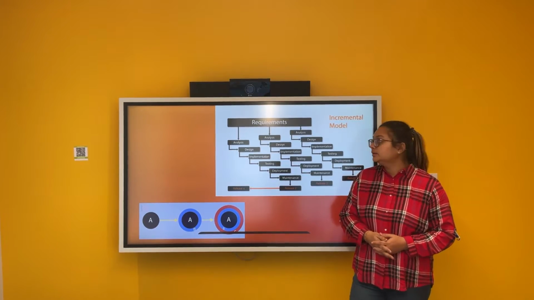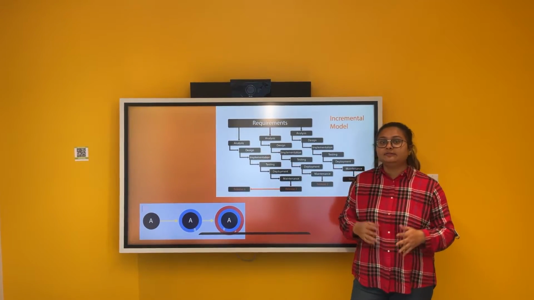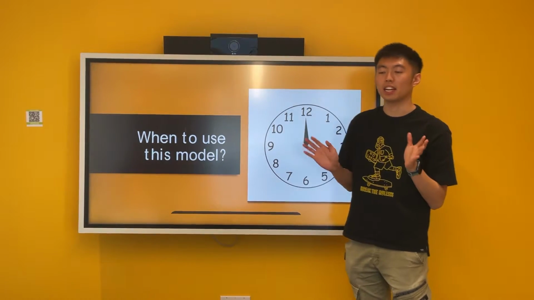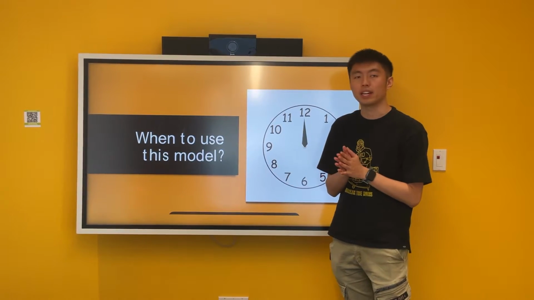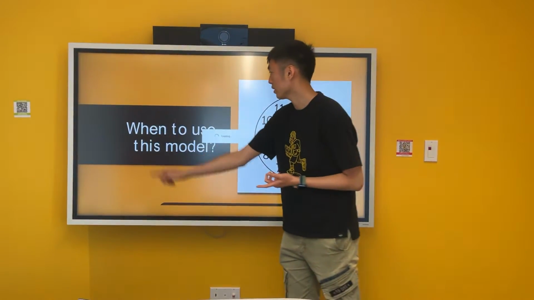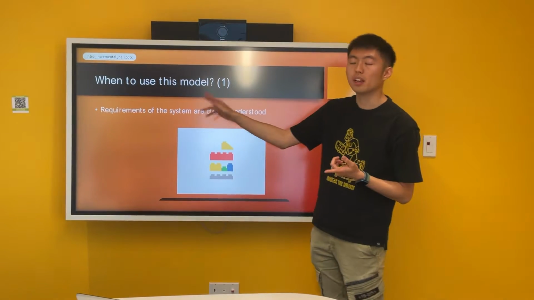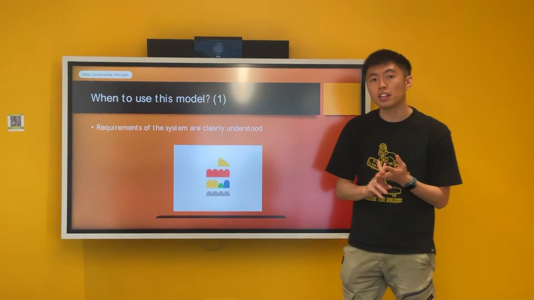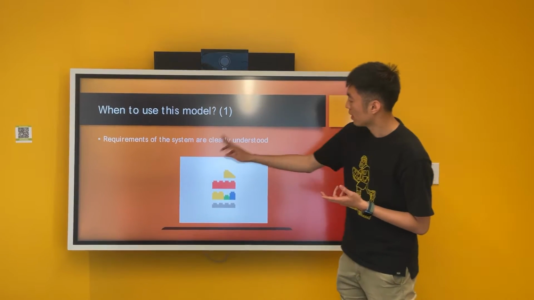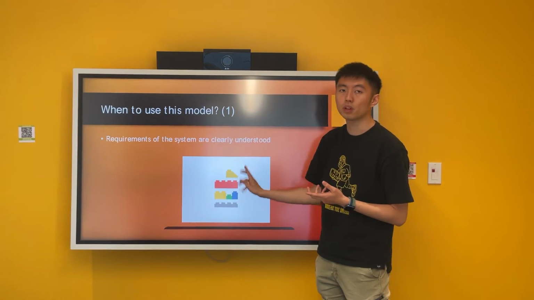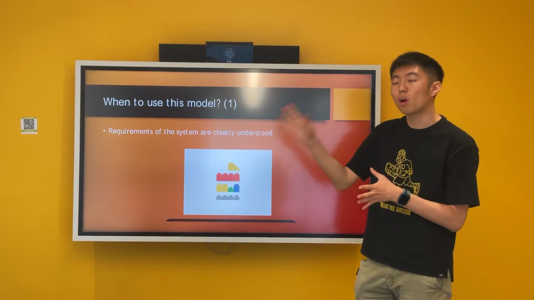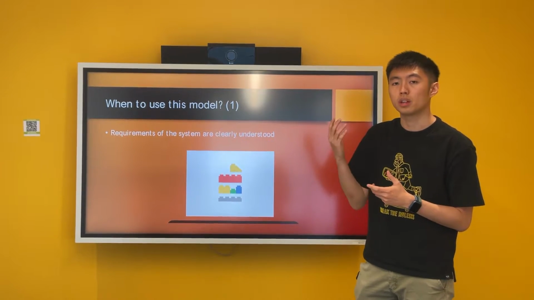Now we will tell you about when and where it is used. We have learned what exactly the incremental model is, so I'll talk about when and where to use this model. Firstly, when the requirements of the system are clearly understood, we can use this incremental model. As shown in this picture, this model can only be built with the right bricks, so we may go the wrong way if we misunderstand the requirements.